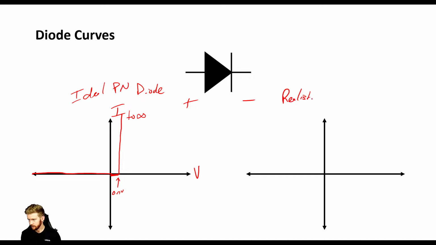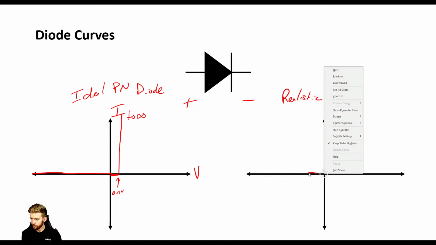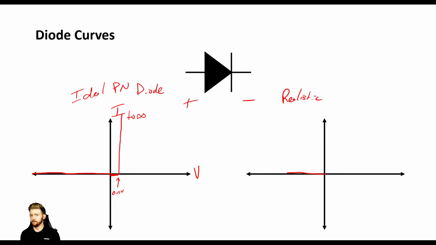So I'll just make a note that this is the realistic case. The diode is still pretty good about blocking in the reverse direction, except this diode is a little bit fragile. Some diodes are more fragile than others, but after a certain point, this diode is going to enter what's called breakdown. So this is breakdown here.